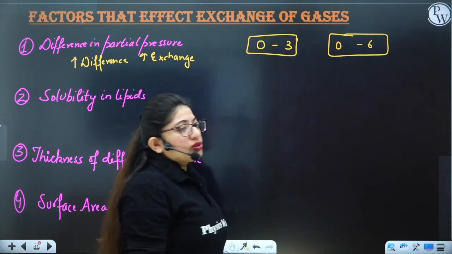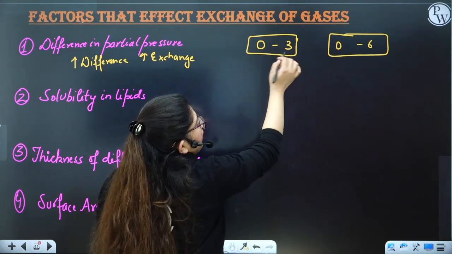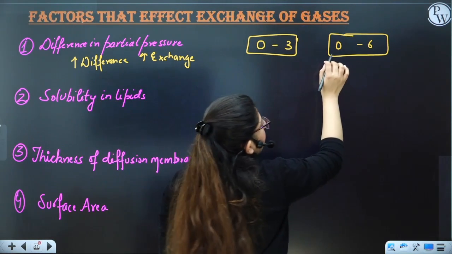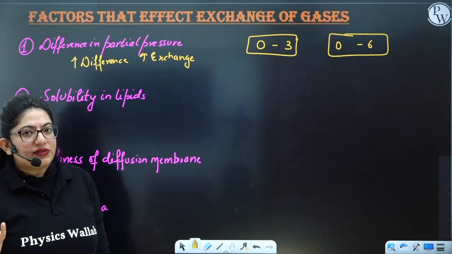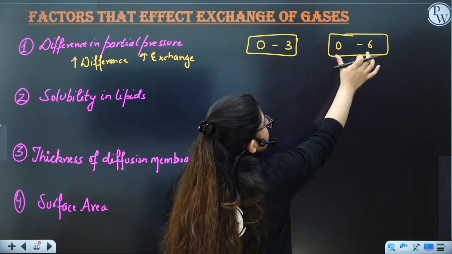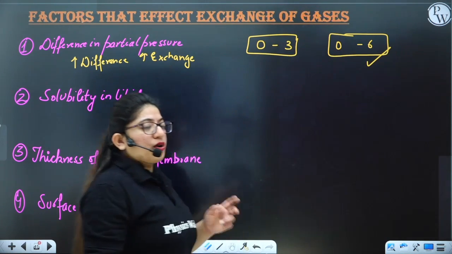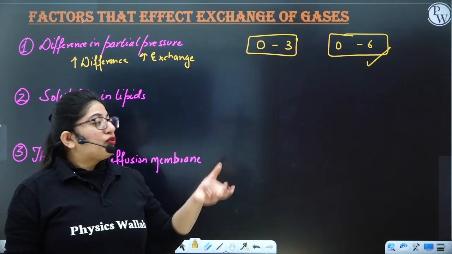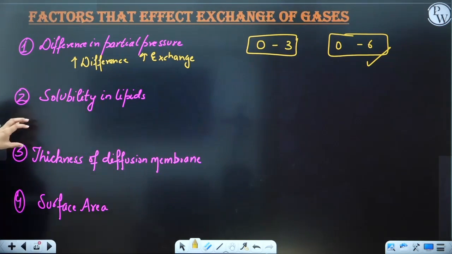Fine. So here we have partial pressure of oxygen 0, and in another place we have -3, and here we have 0 and -6. So what do you think? Where will more exchange of gases take place? Obviously, where the difference is more. 0 to -6 is more than 0 to -3. So here more exchange will take place, because if you compare both the cases, the difference is more there.